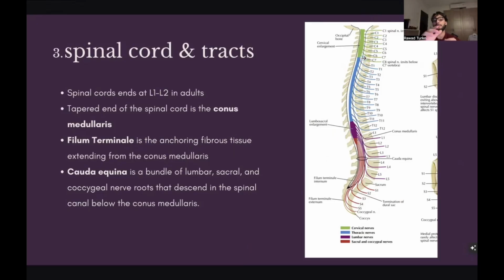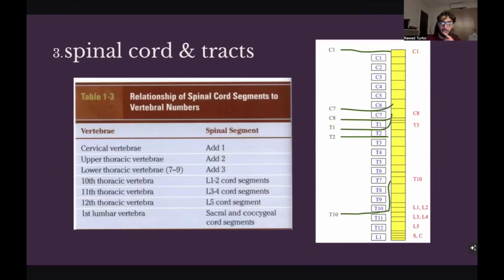Now, because the spinal cord is a lot shorter than the actual vertebral column, there is a bit of a discrepancy between what spinal segment we're talking about, for the spinal cord, and what vertebral level we're talking about, which we're going to get into right here.